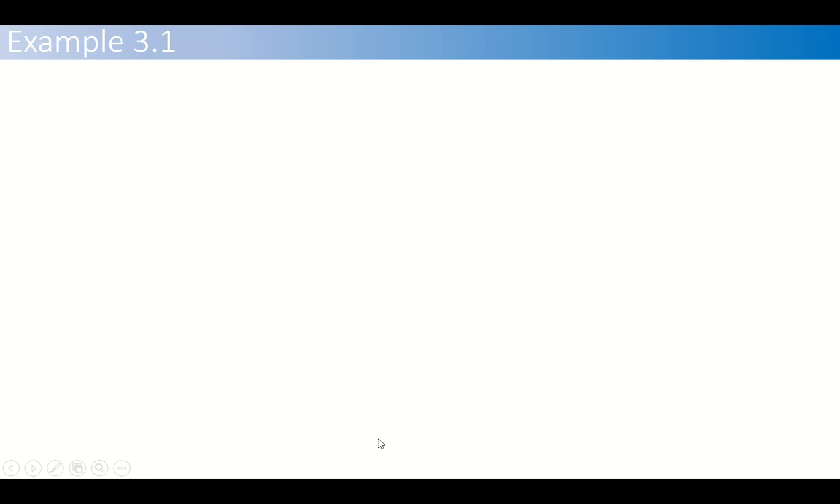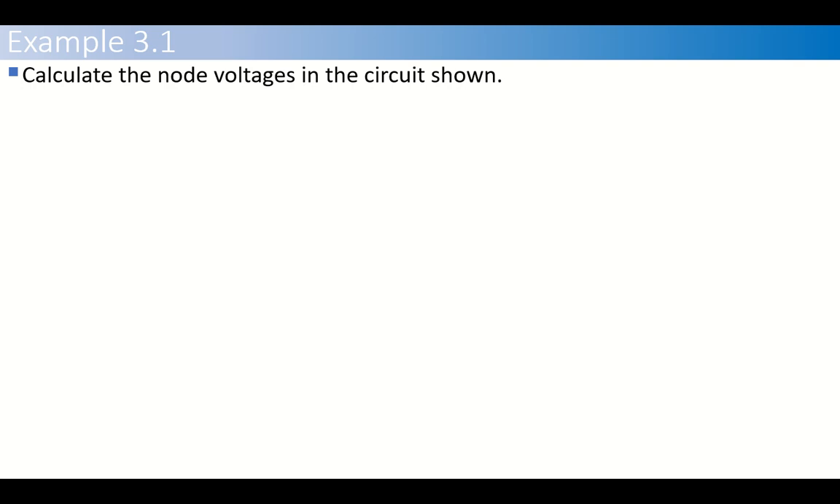Let's see an example of how we can use the theory that we have developed here. Calculate the node voltages in the circuit shown. This is a simple circuit. Here you can see that there is a 10 ampere current source with direction given, a 5 ampere current source with direction given, and there are three other elements: resistances of 2 ohm, 4 ohm and 6 ohm.